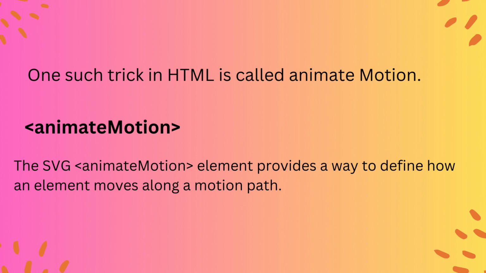One such trick in HTML now is called Animate Motion. Those familiar with Flash will remember this as the motion guide. Firstly, what is Animate Motion? The SVG Animate Motion element provides a way to define how an element moves along a motion path.